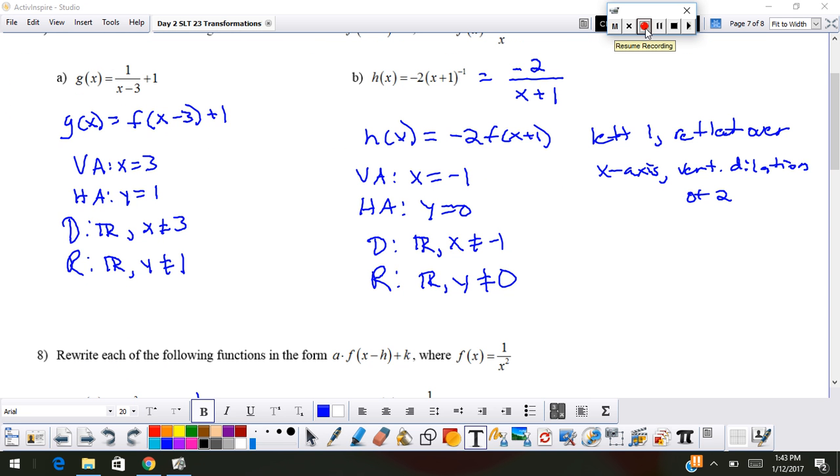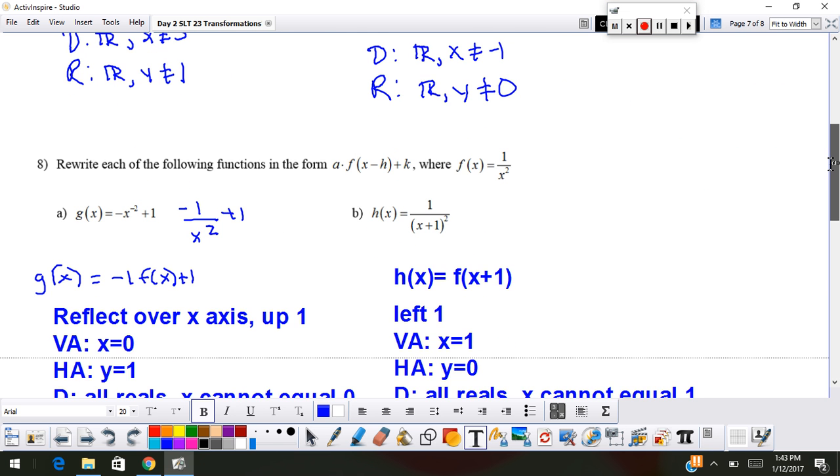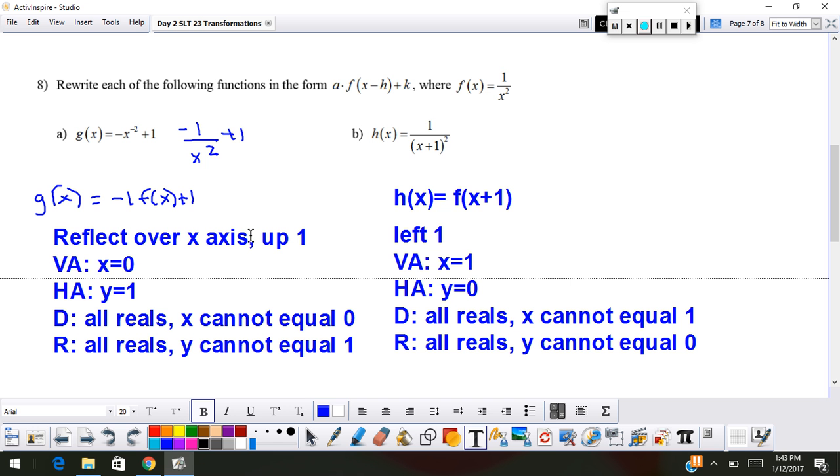Okay, so here are the answers for A and B, and you'll notice that I'm also just making some notes on the side for myself what the transformations from the parent function are. And here are the ones for the parent function of x squared. And again, I made a couple notes for myself about what the transformations are.